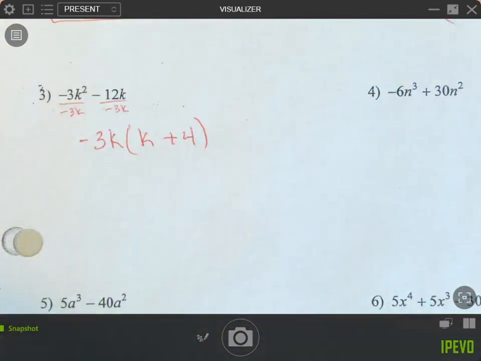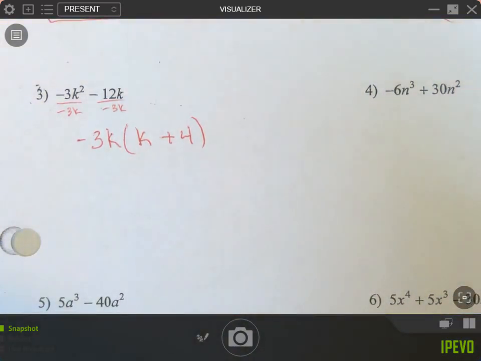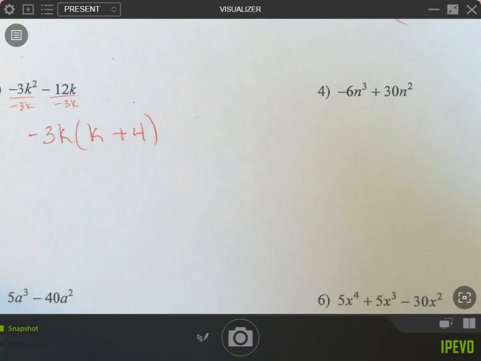So this one was just a GCF. There's nothing left to factor. Do you agree? So sometimes that's all there is. Now, look at number 4. What could I take out of both of them?